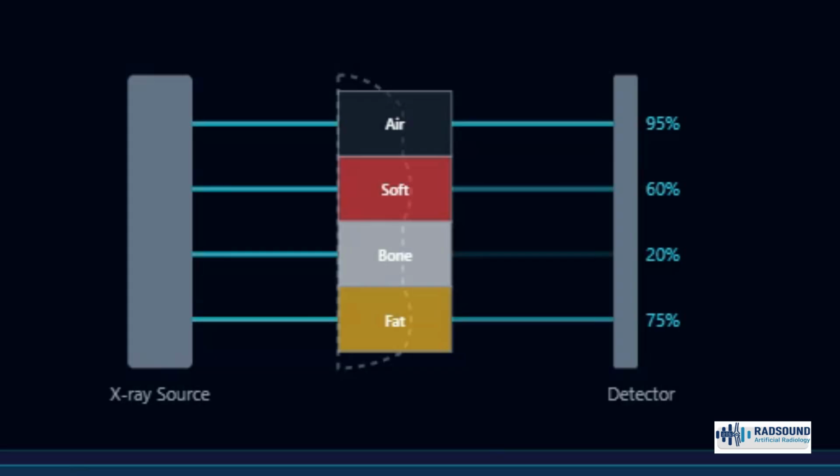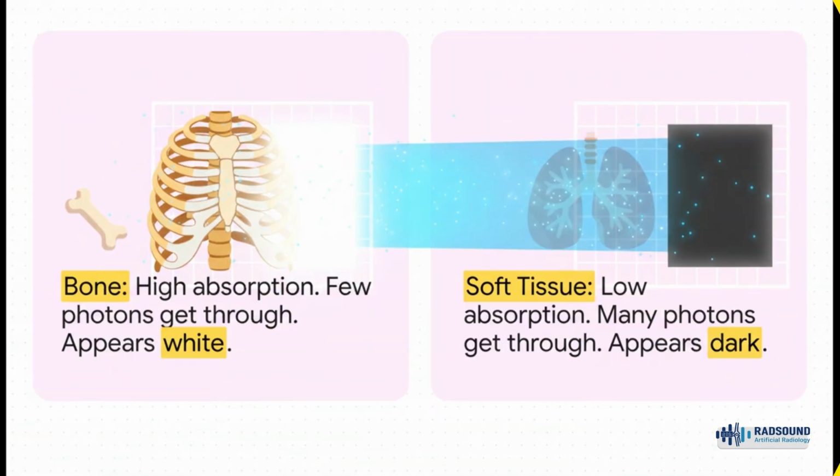When that swarm of photons hits dense bone, most of them get absorbed. Only a few make it through. That area shows up on the image as white, or what we call radio-opaque. But when those same photons hit softer tissue, a lot more of them just pass right on through, and that creates the darker gray and black parts of the image, which we call radiolucent.